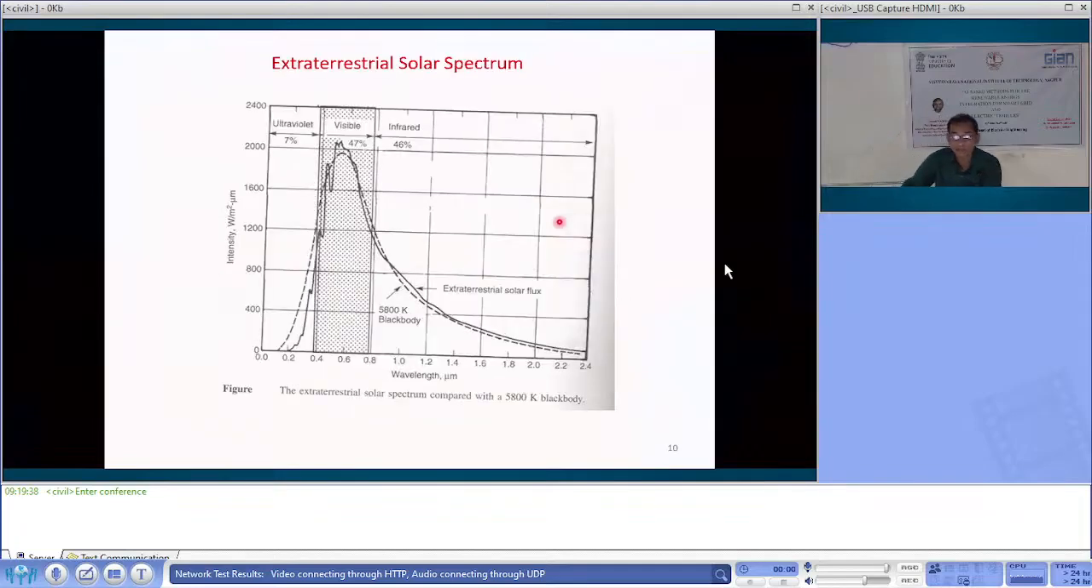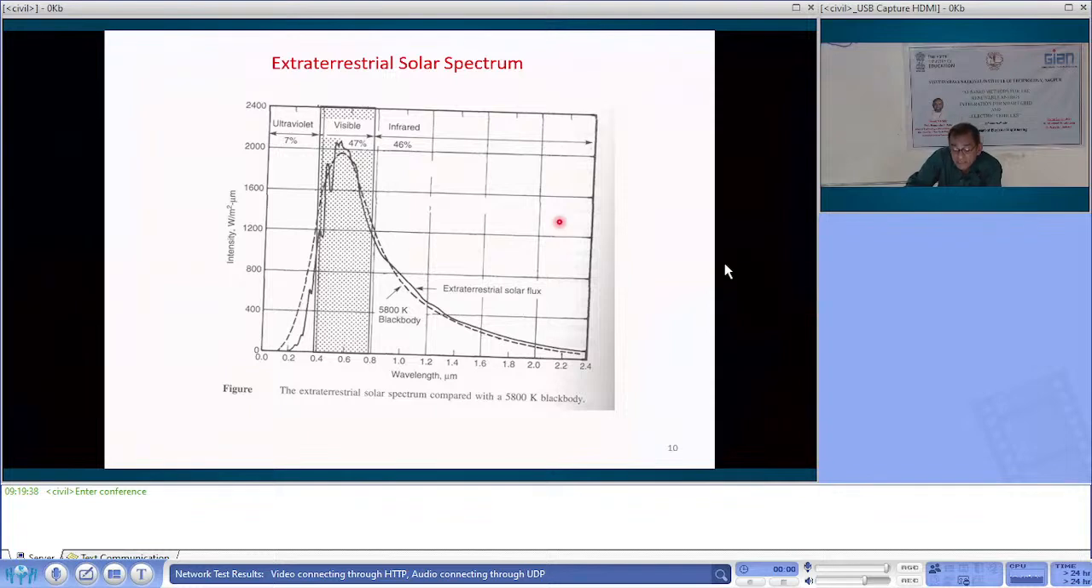The extraterrestrial solar spectrum has three regions: ultraviolet, visible, infrared. What we can see is visible, 47%. Then infrared, which is emitted from the earth, is 46%. Here they have shown that the sun is a black body at 5800 Kelvin, such a high temperature, a hot mass, a thermonuclear furnace, where fusion occurs.